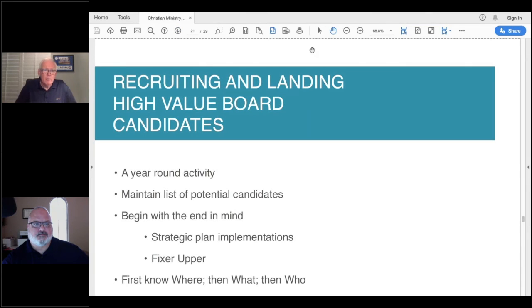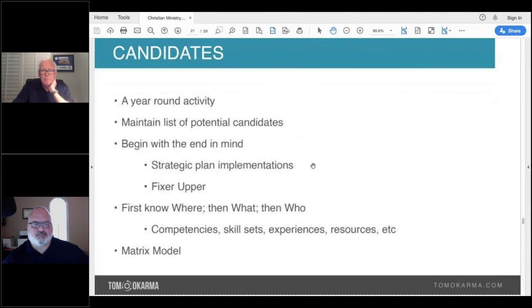Recruiting and landing high-value board candidates. Now, this is maybe what some people thought this was going to be about, the tips. Well, here are just some ideas for recruiting and landing the high-value candidates. First, as I said, it's a year-round activity. Maintain a list of potential candidates and add to it periodically. But like I said in the first sentence, begin with the end in mind.